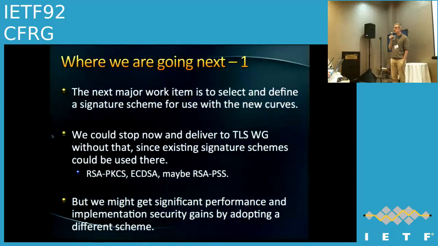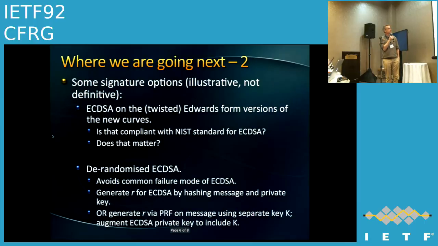We could actually stop right now and deliver to the TLS working group what we have without having signatures, because of course there are already lots of signature schemes that are standardized for use in TLS. You can use RSA PKCS if you don't care about security. You can use RSA PSS if you do, and you can even use ECDSA. However, the feeling here is that we can get significant performance and security gains, particularly implementation security gains, potentially by adopting a different signature scheme. So we want to put some time into arguing with each other about what is the right signature scheme to recommend to TLS. Next slide, please.